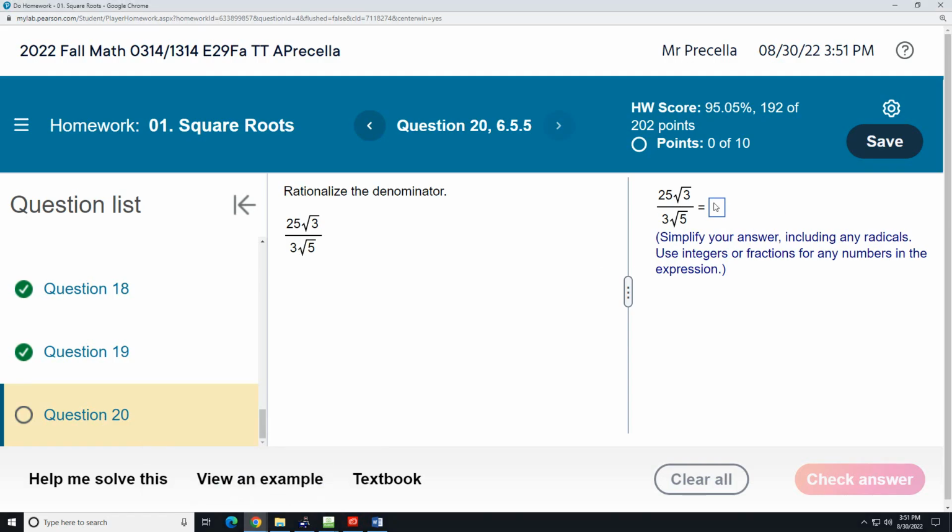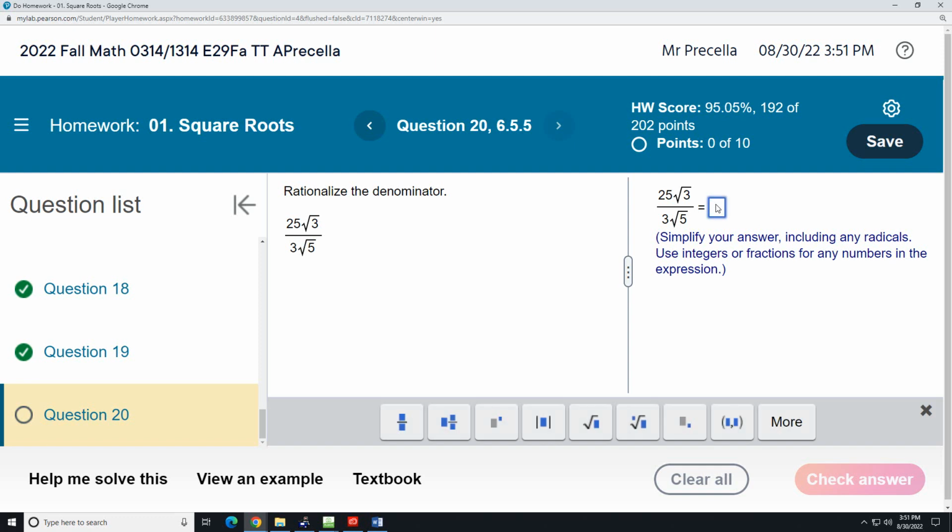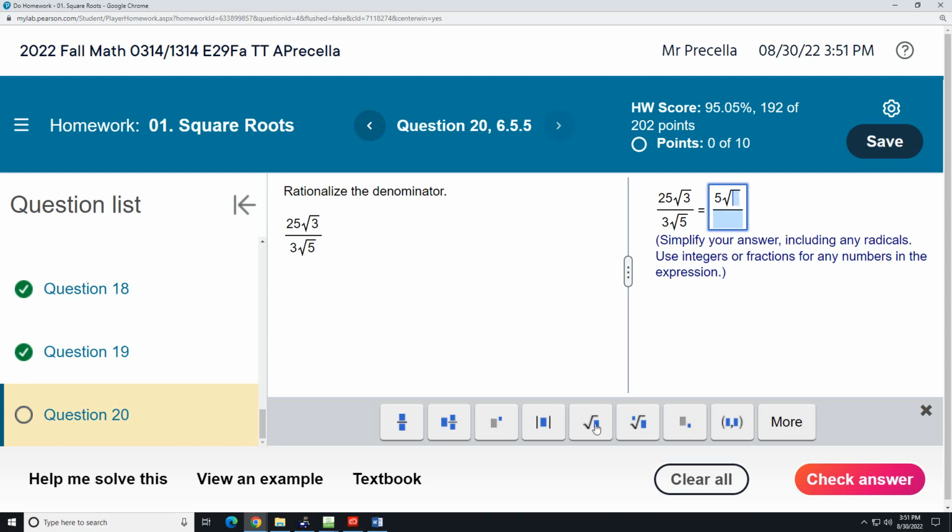Gotta click in the box before you see the tools. Okay, y'all tell us. This is the last one. I won't click it until you tell me. Tell me what to punch first. Fraction. Okay, and then 5, and then 15. I agree.